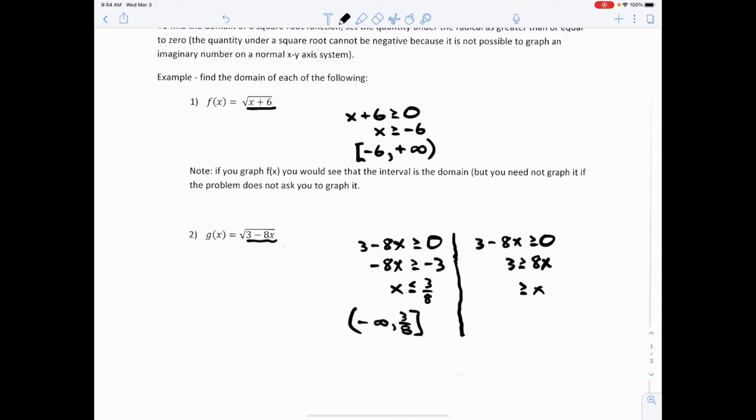I just want to remind you, it's been a while since we've done this, but always read an inequality from the variable. So this would be x is less than or equal to 3/8, which will give you the same interval. Okay, that's just how to find the domain.